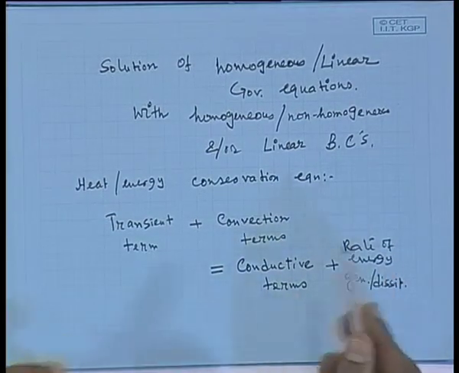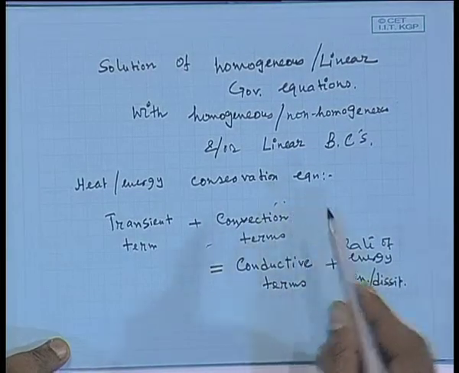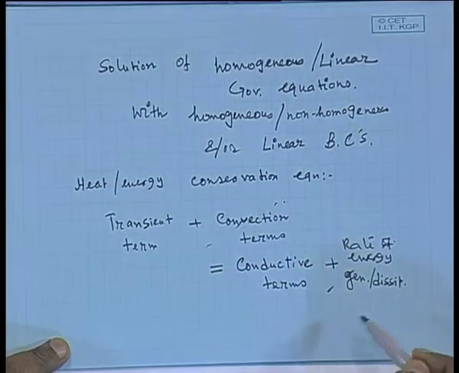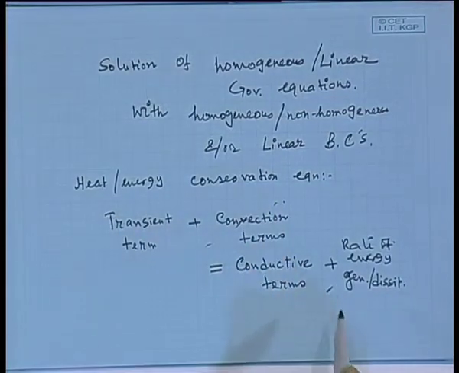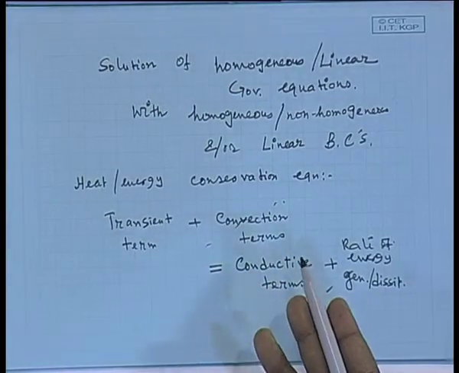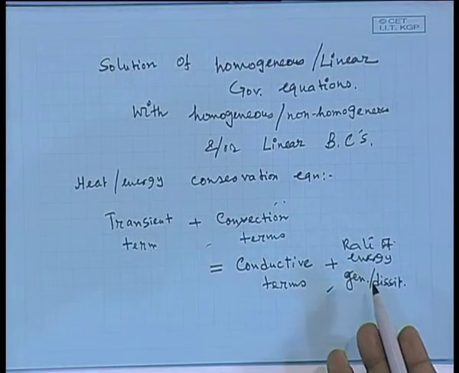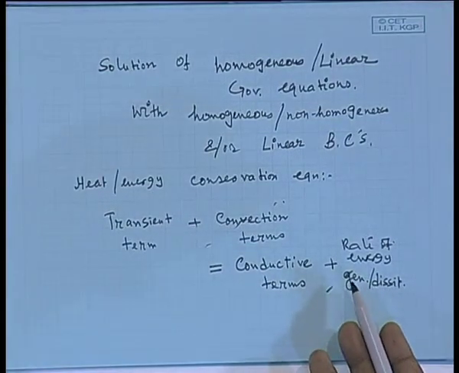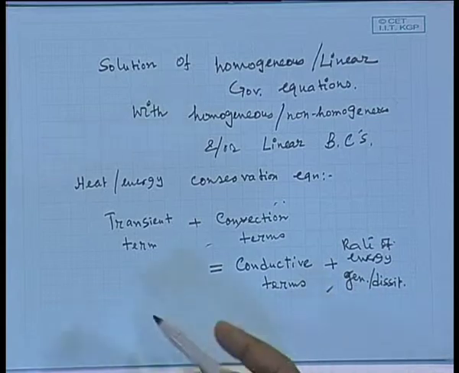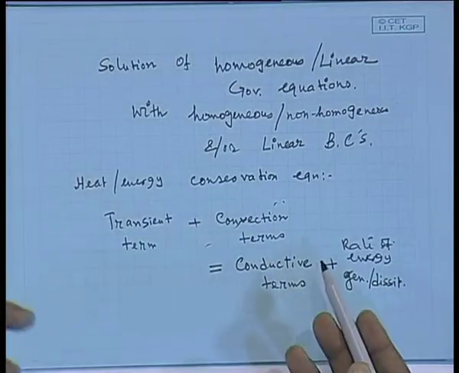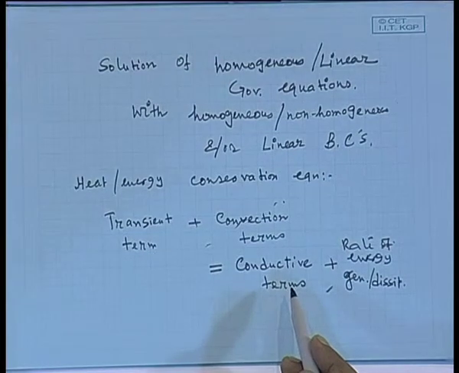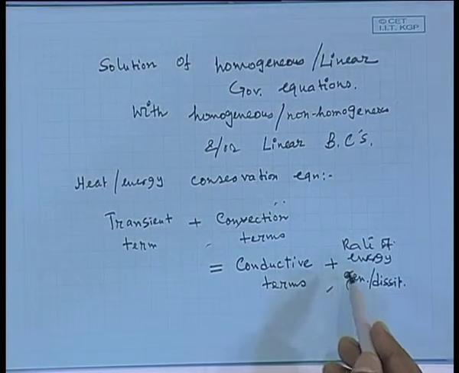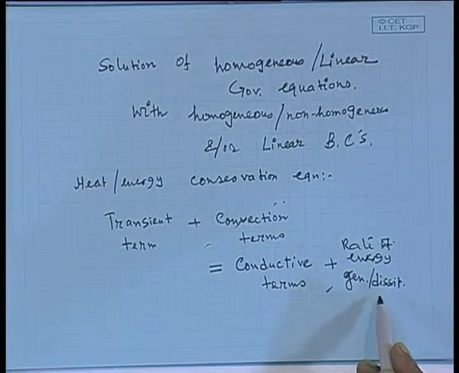Till now we have considered there is no convection present, and no energy generation or dissipation present. So, this is basically the overall equation, not necessarily the energy equation. The same equation will hold good for, say, mass conservation or species conservation. In that case, there will be a transient term, there will be convective terms, and instead of the conductive term we will have diffusive terms, D del square c del x square, plus generation or dissipation terms.